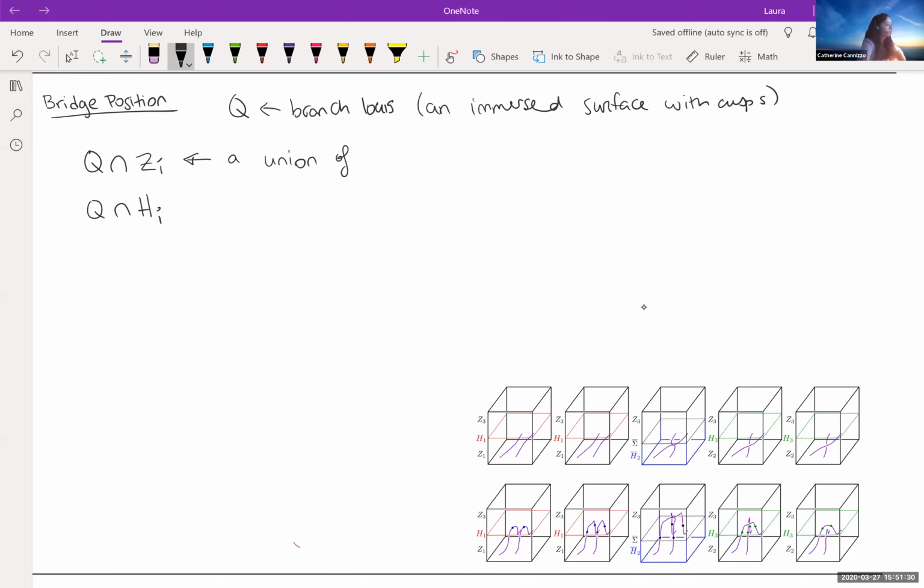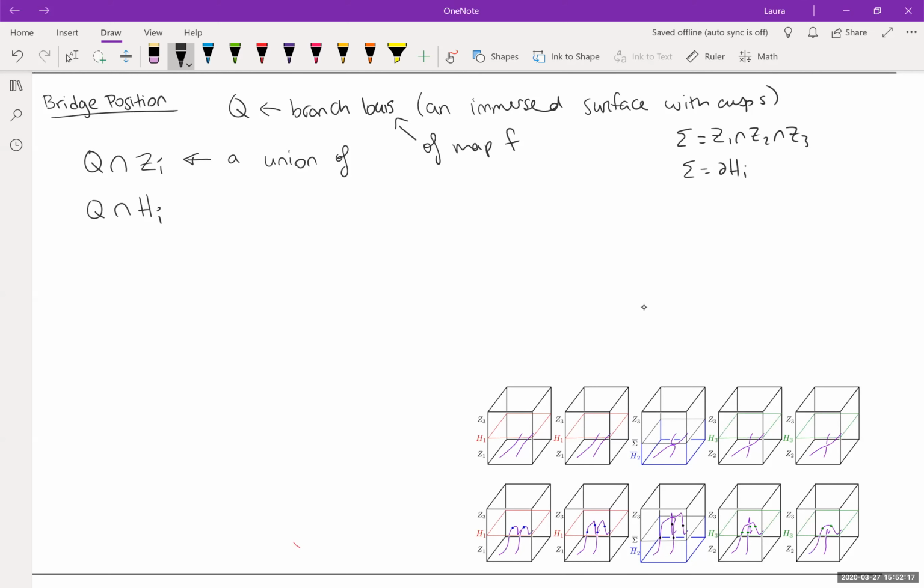I have a question. By branch locus, do you mean the common boundaries of H1, H2, H3? No, that's the trisection surface. By branch locus, I mean of the map F. In particular, I'm going to want my surface Q, which is different from my triple intersection of the H_i, to be transverse to that triple intersection sigma. So sigma is Z1 intersect Z2 intersect Z3, which is also the boundary of H_i.